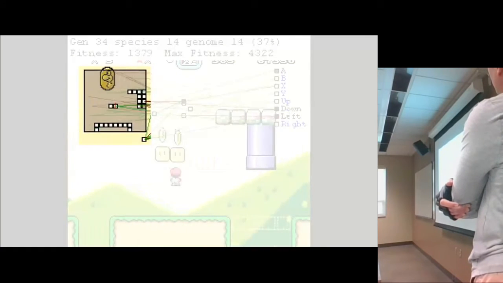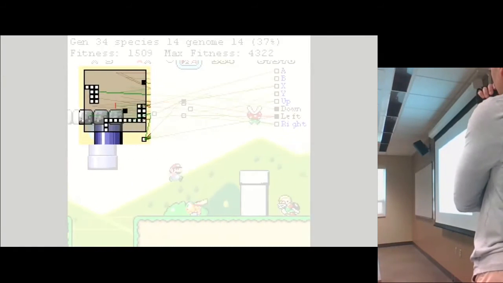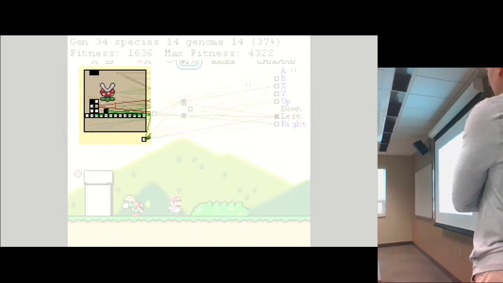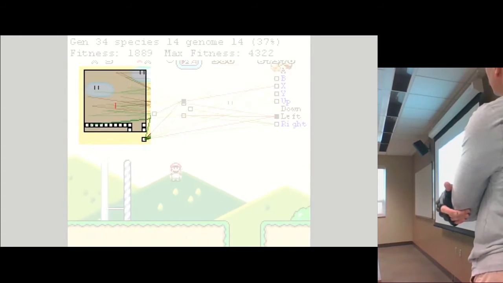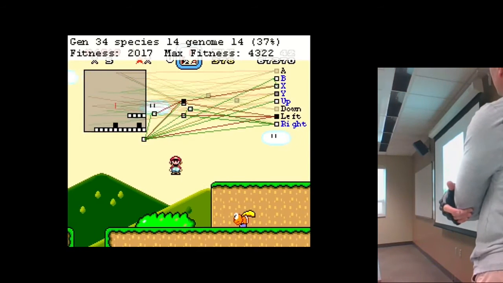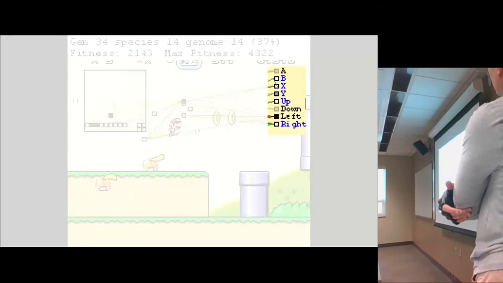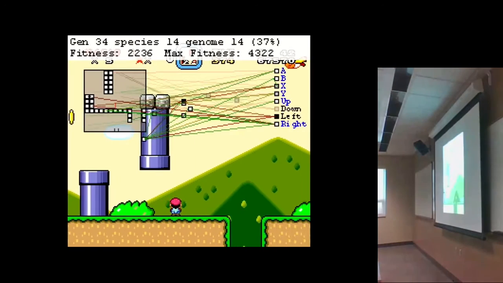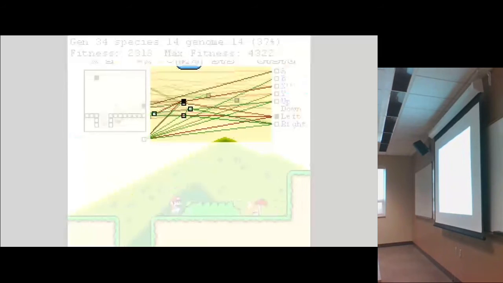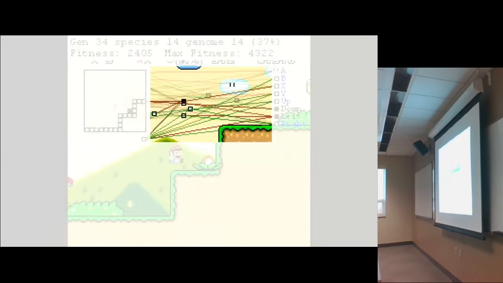On the left side, you have the inputs. This is what Mario sees. It's a simplified view of the level. The white squares stand for blocks the player can stand on, and the black squares stand for moving objects like enemies or mushrooms. On the right side, you have the outputs. These are the 8 buttons that Mario is able to press by using its neural network. In between the inputs and the outputs, all those lines and boxes, those are the neural network.